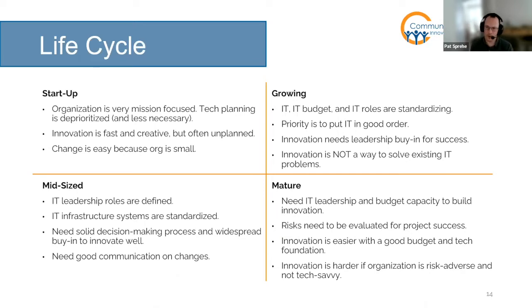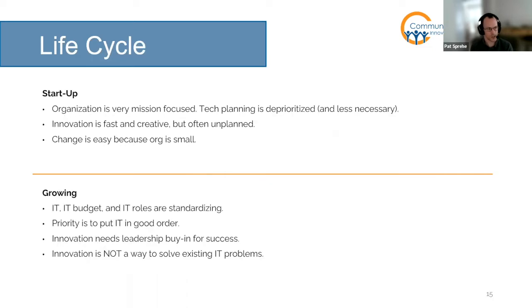But in a startup organization and a very small organization, we tend to see the organization as being very mission focused. Technology, and frankly everything that's administrative, becomes very secondary to just working on the mission. And so planning for technology becomes very deprioritized, and it's frankly just less necessary in a small organization. Things are just much less complicated. If there's any issues, you can just talk to people very easily. Who owns what throughout the organization.